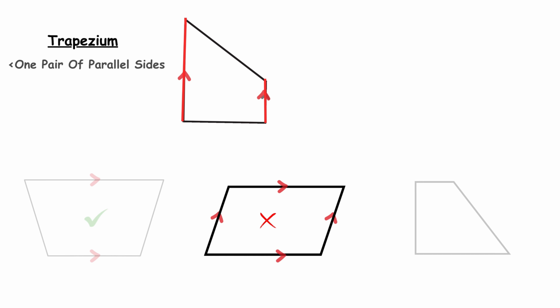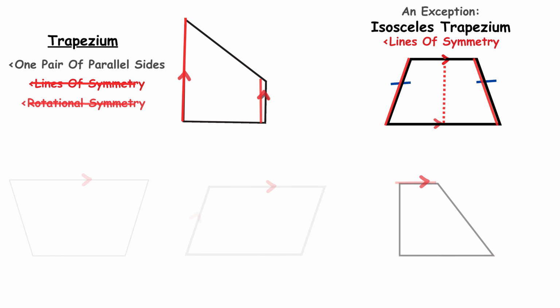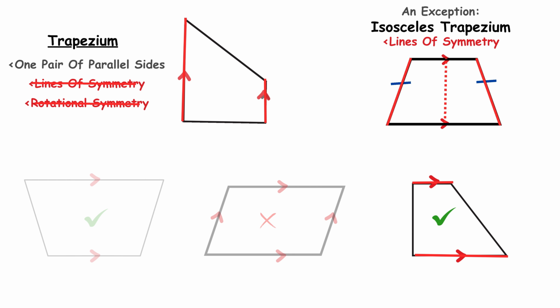Most trapeziums do not have any lines of symmetry or any rotational symmetry. There is one special exception called an isosceles trapezium. In this variation, the 2 non-parallel sides are of equal length, which gives the shape 1 line of symmetry running vertically through the center. Remember that this is the only type of trapezium that has any symmetry. Also keep in mind that this definition is based on the British system. Some other countries might use the term trapezium differently.